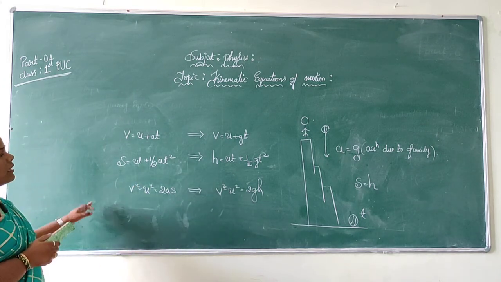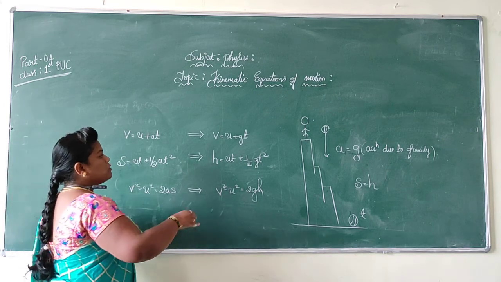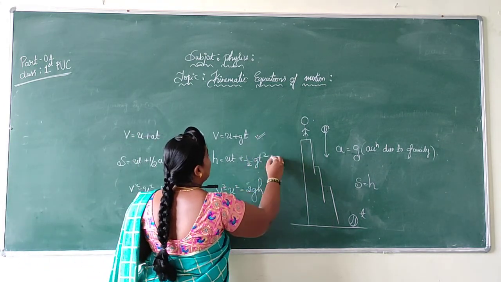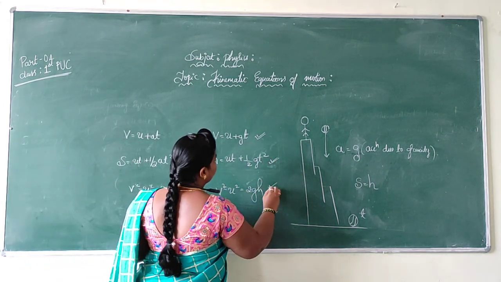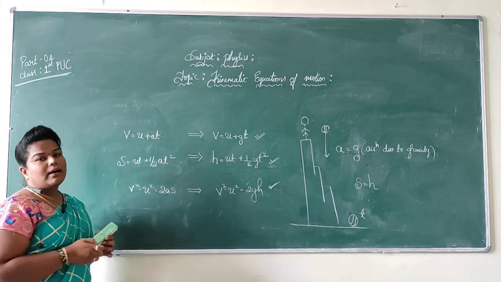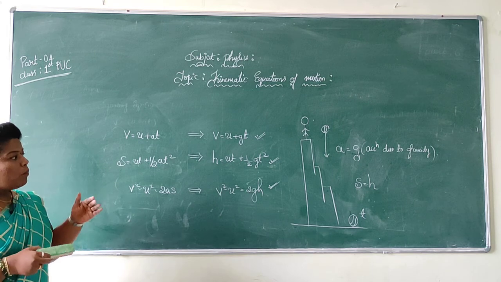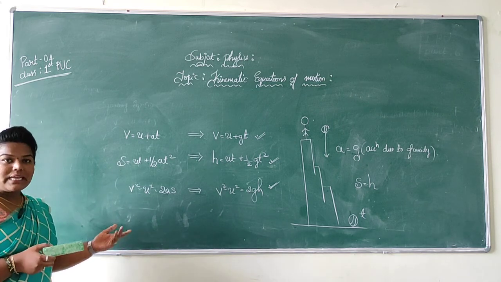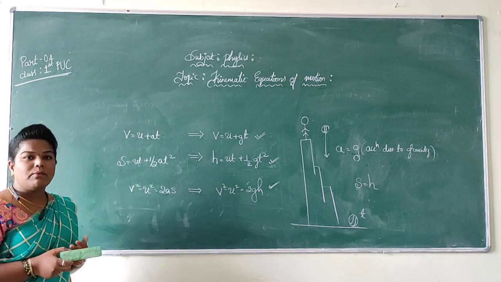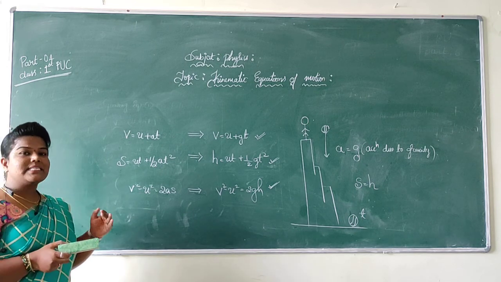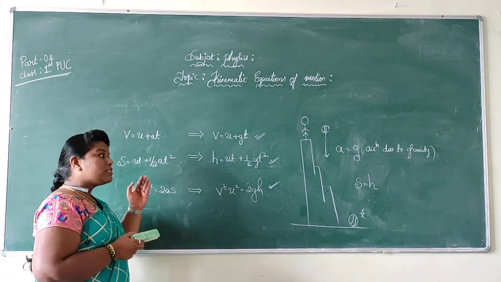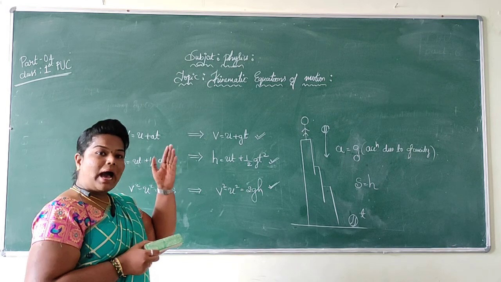So this is about the three equations of motion which are exactly required for objects under free fall, which are falling under the action of gravity. Okay, now let us move towards how the initial velocity and the final velocity actually take place for an object which is thrown from some height.